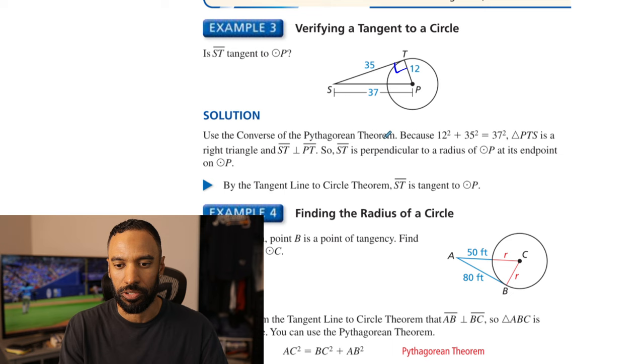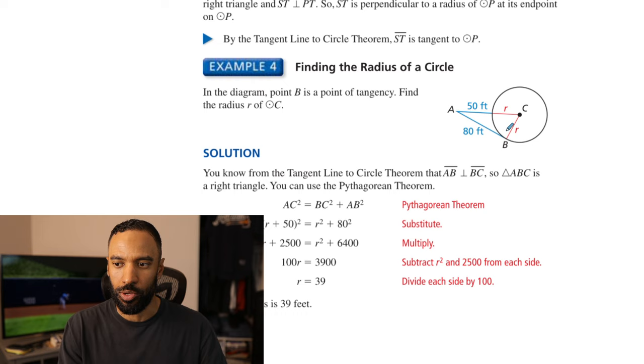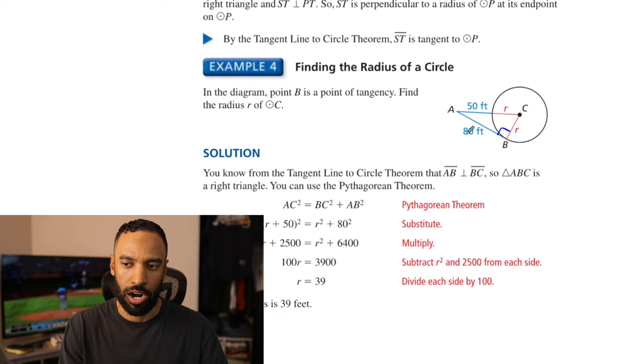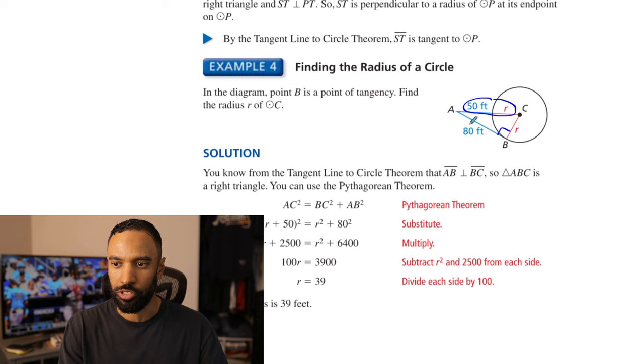Finding the radius of a circle. So right here, this time, you have once again a point B that is a point of tangency. That means this is a tangent line. That means this makes a right angle, which means it's a right triangle. So we can use Pythagorean theorem again, like r squared plus 80 squared equals, but we got to do 50 plus r squared here, which means we're going to have to expand that binomial down here.